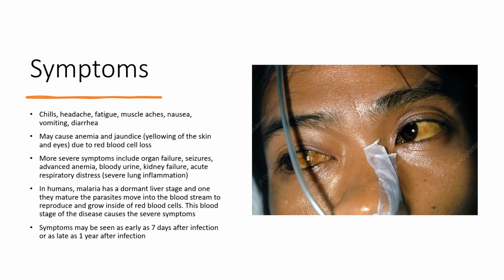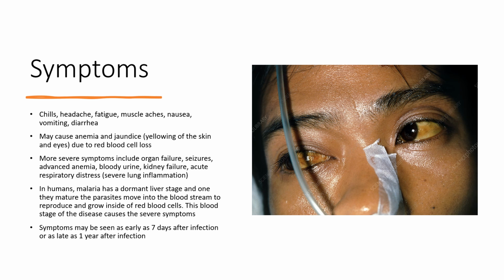Later stages, you may see anemia and jaundice, which is yellowing of the skin and eyes due to red blood cell loss. And that's what the picture on the right is depicting, the yellowish around the pupils in this person's eyes. More severe symptoms include organ failure, seizures, advanced anemia, bloody urine, kidney failure, and acute respiratory disease, which is severe lung inflammation and interferes with the lung's ability to transfer oxygen to the body.